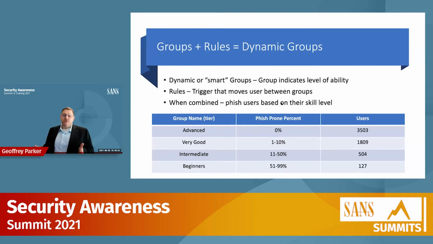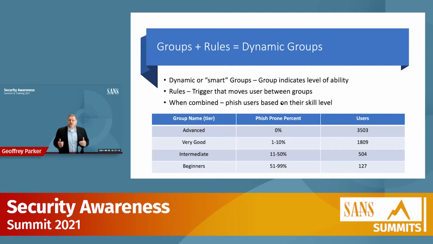Now here on the screen, notice that we have a group name, which we show as a tier on the left, and we've got 4 of them. In our top level, it's the advanced folks, and they're 0% phish prone because in the history of our phishing platform, they've never been caught. They have an actual perfect score. Notice on the right, there's a whole lot of those.